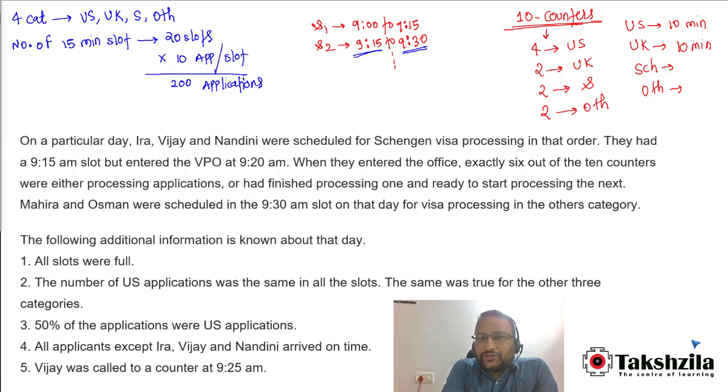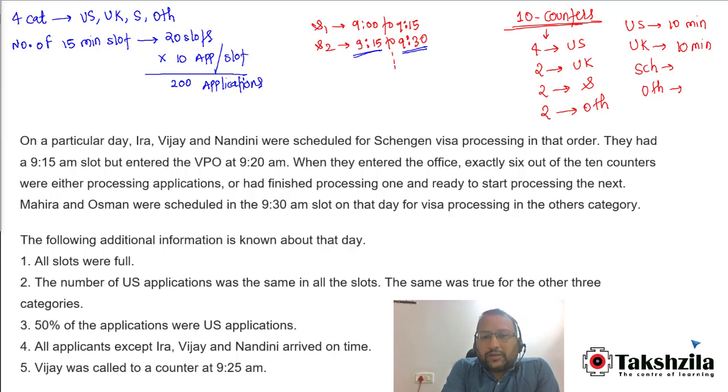The following additional information is also known. All slots were full. Total 200 applications are there. Total 20 slots are there. In each slot 10 applications. All slots are full. It means there are a total of 200 applications.